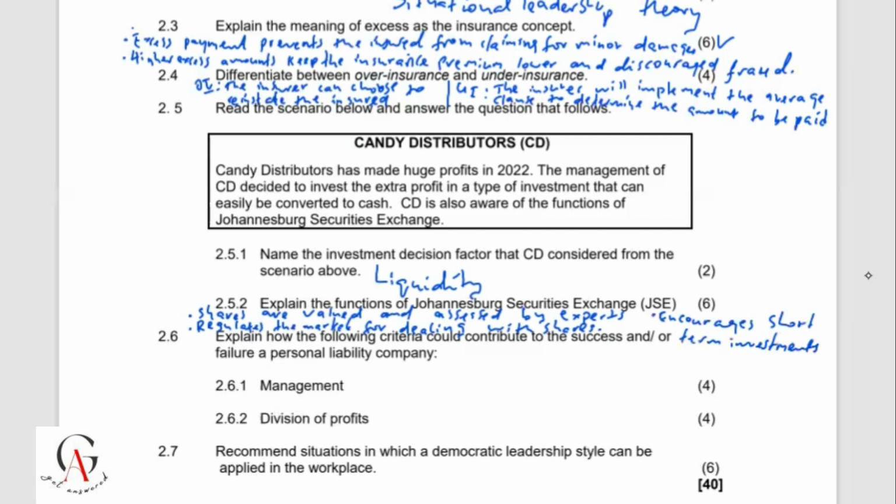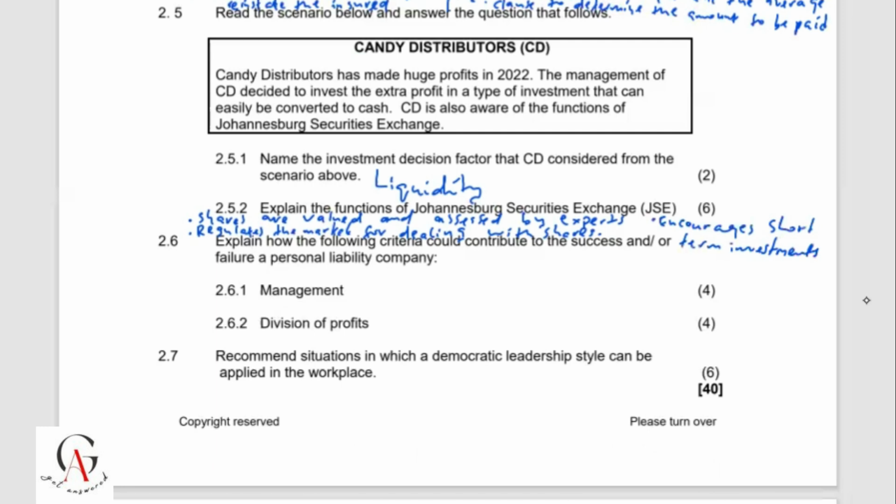Okay, right. So now let's move on to 2.6. So now 2.6 reads as follows. Explain how the following criteria will contribute to the success and or failure of a personal liability company. So now you are going to check how this management can contribute towards the failure and also the success of the personal liability company. Okay, right.